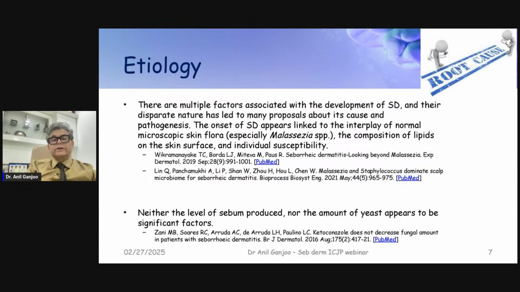There are multiple factors that are associated with the development of this disease, and the pathogenesis is very complex. There's an interplay between the normal microscopic skin flora, like the yeast called Malassezia furfur, and the composition of the lipids in the skin surface, the quality of the sebum, the fatty acids that it contains, and the breakdown of those fatty acids by microorganisms like Malassezia furfur are the factors that determine the kind of inflammation that will happen in the skin.